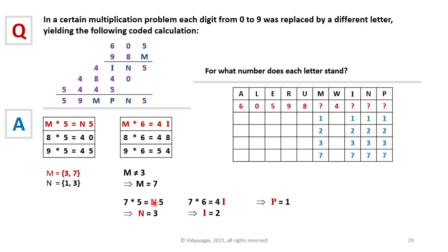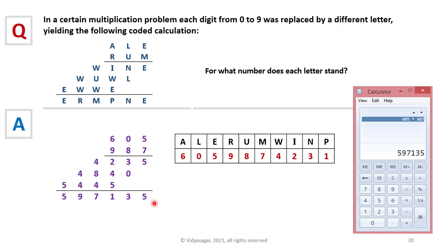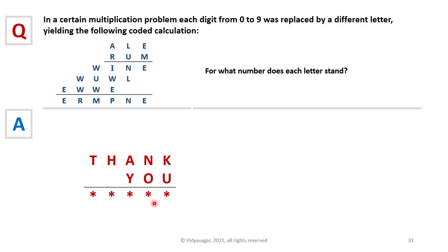Now we have determined the values for the remaining 4 letters. Let's substitute these in the problem to get the solution. So the original problem is the long multiplication of 605 times 987. You can verify the result by using a calculator. That's it. Thank you. Hope you enjoyed solving this puzzle.